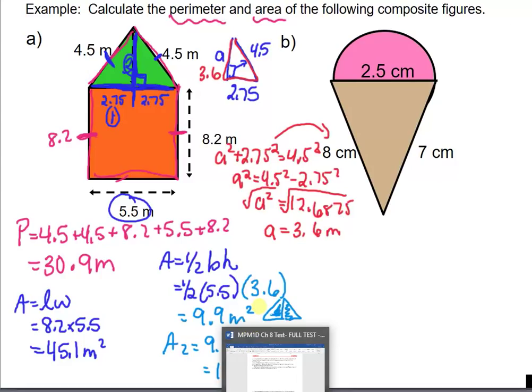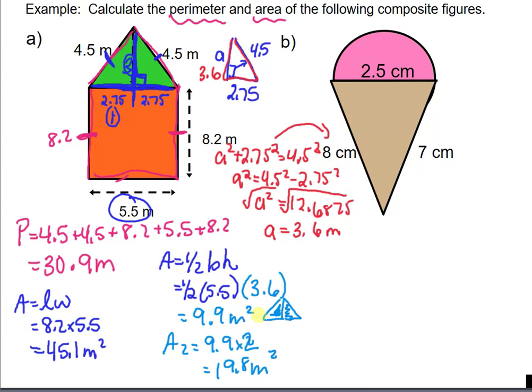Okay, now all we have to do is add the areas. So the area of the entire composite figure is going to be the area of object 1 plus the area of object 2. So the area of object 1 we said was 45.1 meters squared. The area of object 2 is 19.8 meters squared. So the area of both of them is 64.9 meters squared. And I'll do B on the next video.